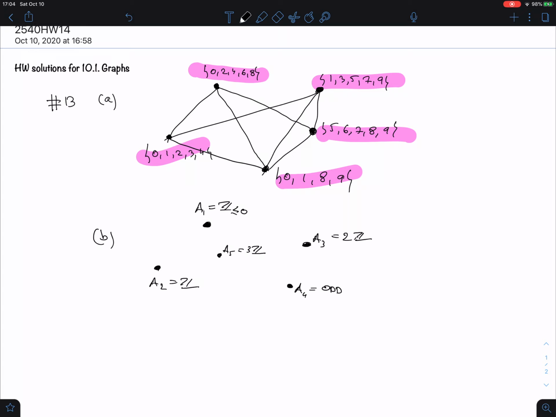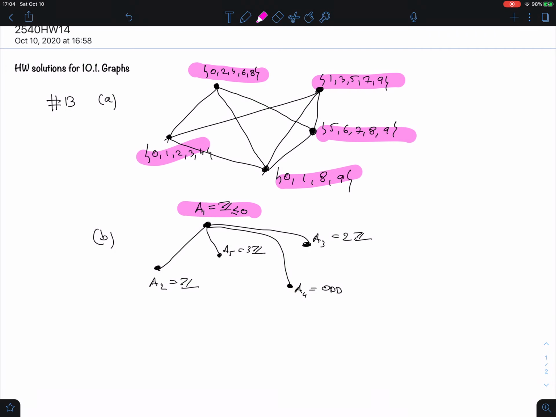We'll start with A1. Does it have an even number in there? Yes, of course it does. Does it have a multiple of 3 in there? Yes, it does. Does it have an integer there? Yes, sure, everything is an integer. Is there an odd integer? Yes, everything connects here.